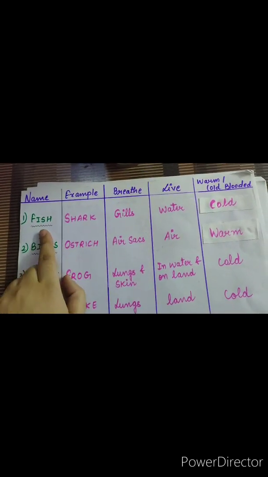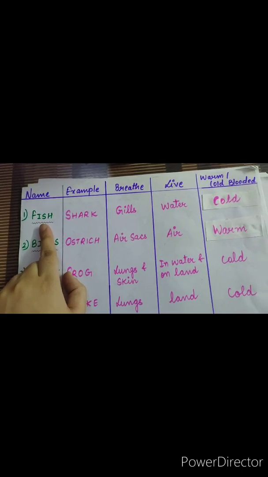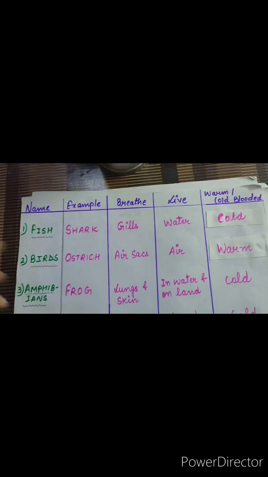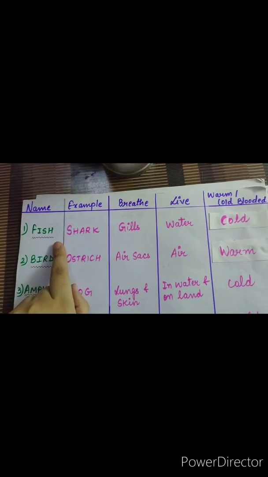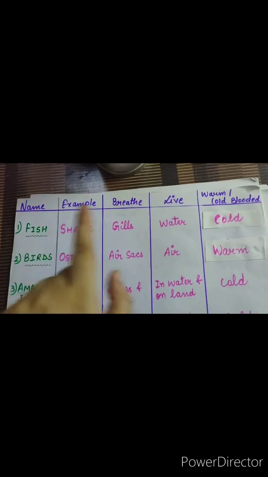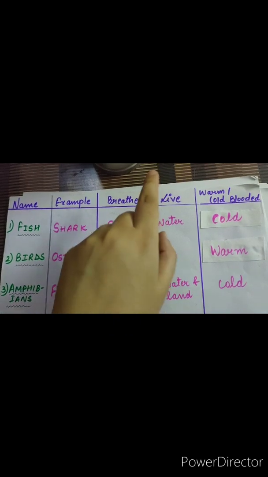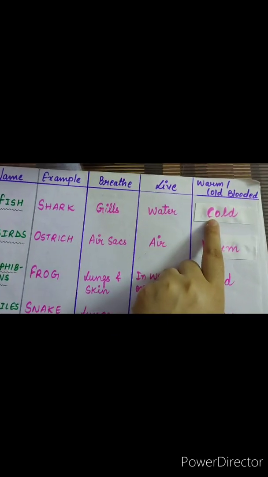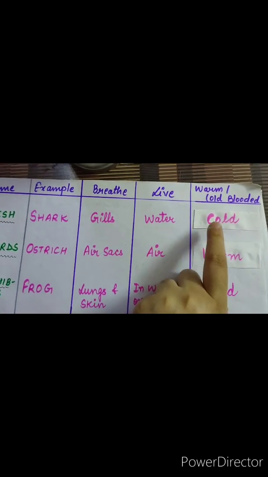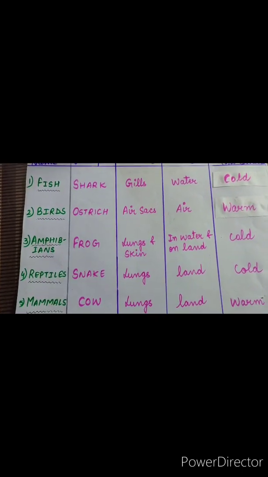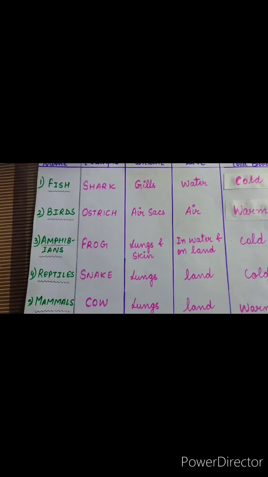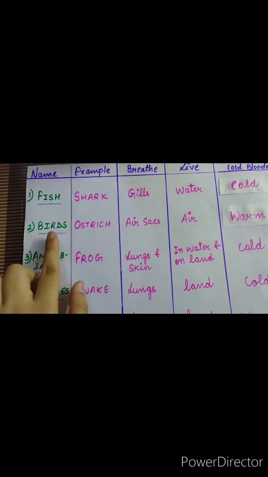The very first group is fish. Can you tell me one example? Yes, it is shark. Shark belongs to which group? It is fish. Okay, and fish breathe through gills. They live in water and they are cold-blooded animals. Cold-blooded are those who change their body temperature according to the surrounding.